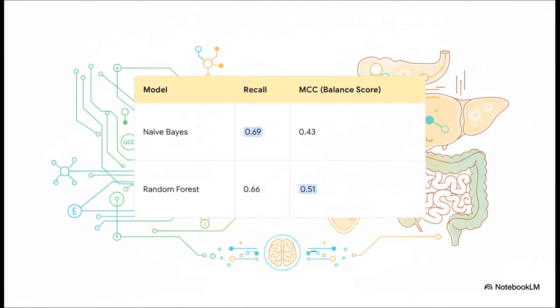I added a column here called MCC. Just think of it as an overall balanced score. It takes both false alarms and missed cases into account. A higher score is better. And would you look at that? Naive Bayes still finds a few more cases, sure, but our random forest model has a much higher MCC score. That tells us it has the best, most reliable, most balanced performance overall.